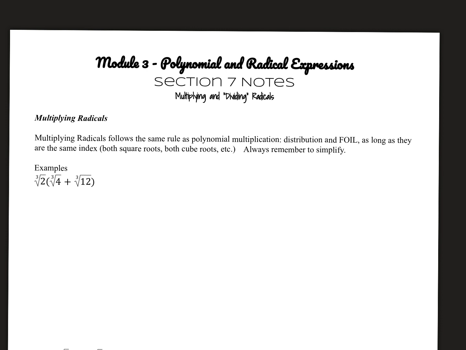And now they do have to be like radicals, in a sense that they have to have the same index. So both square roots, both cube roots, etc. And then we want to make sure we simplify if possible.